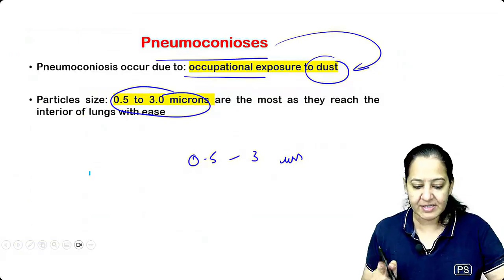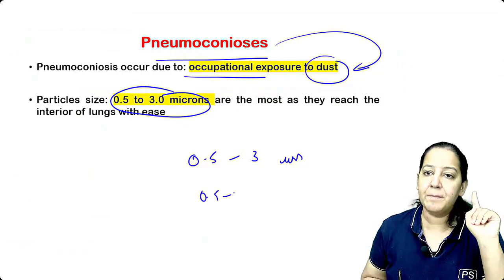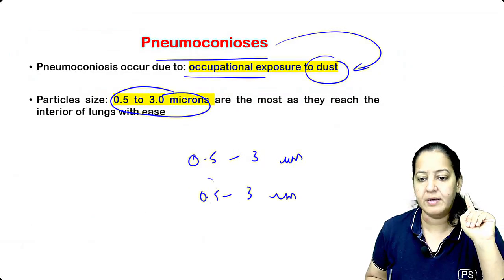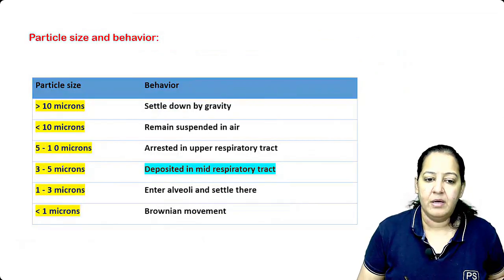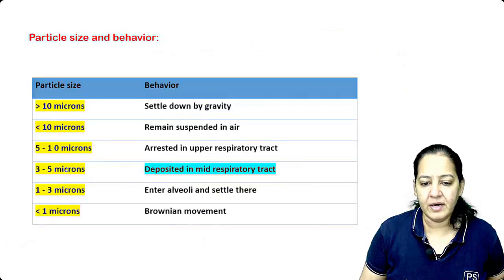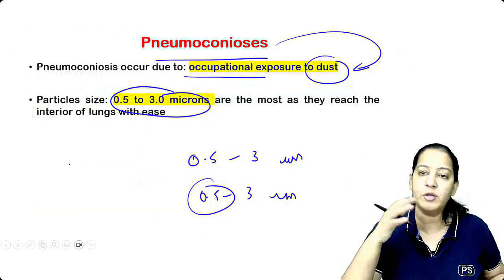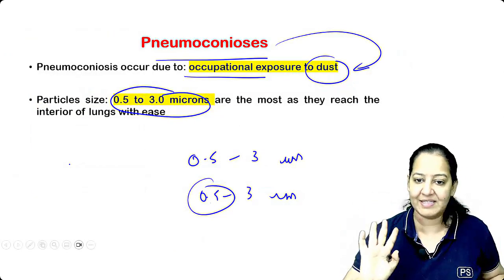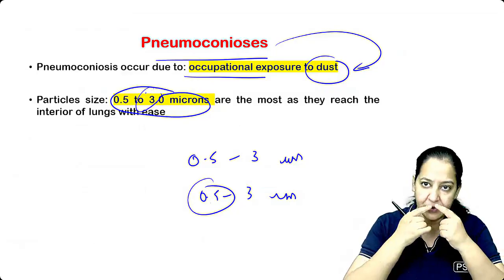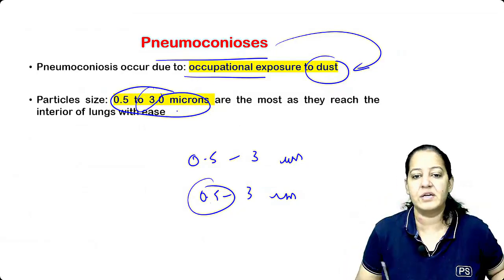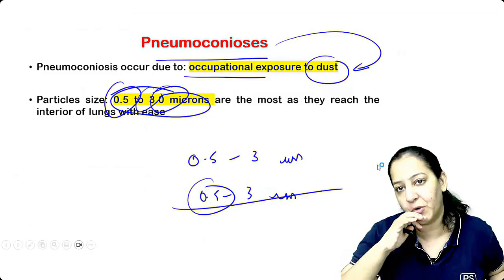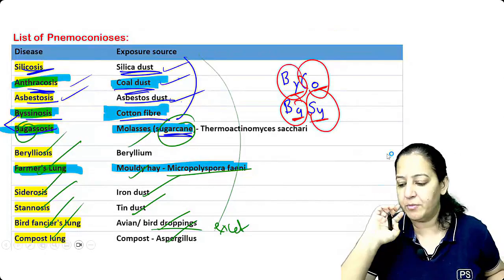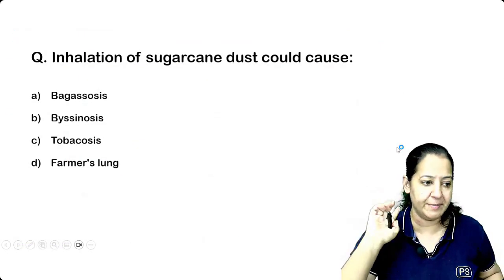What is the size of the dust? It should be 0.5 to 3 micrometer. If it is very small, less than 0.5 micrometer, it will show Brownian movement. It will not cause the disease. And if it is more than 3, it will get deposited in the nose only. It will not go inside. So not more than that, not less than that. In this range only, the dust will cause pneumoconiosis. So learn the various types of pneumoconiosis. I am done. Read the question, tell me the answer.